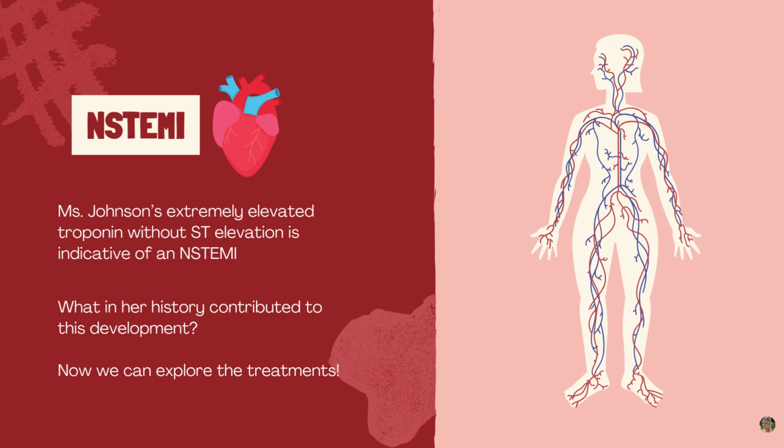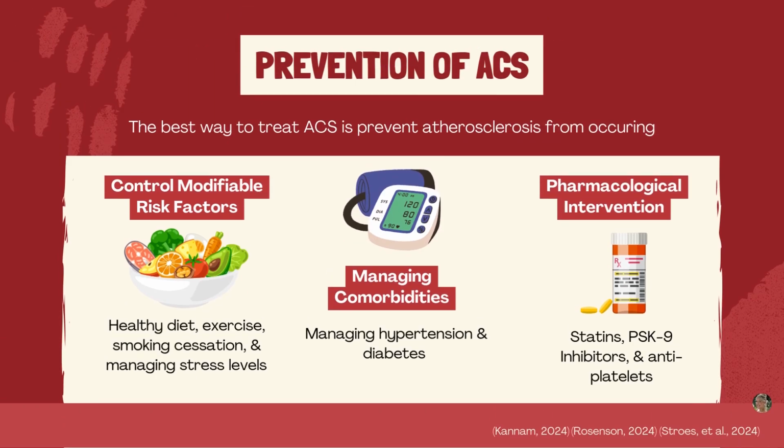We will now move into the treatments. So the best way to treat ACS is to prevent atherosclerosis from occurring in the first place. Now, these can be just simply by targeting these risk factors. So controlling the modifiable ones, eating a healthy diet, exercise, stopping smoking, and managing stress levels.